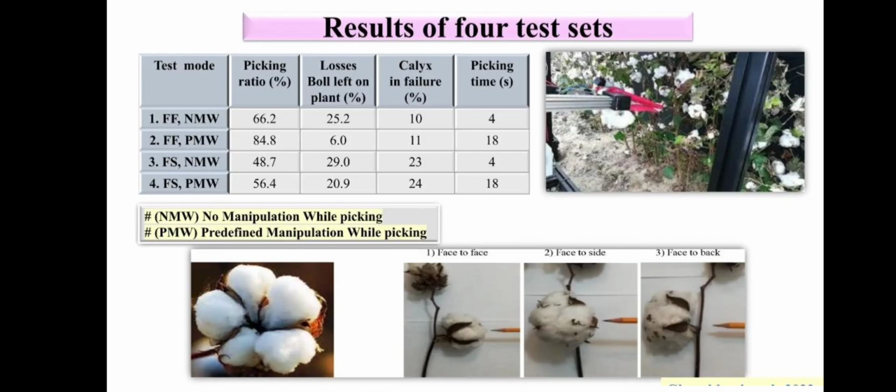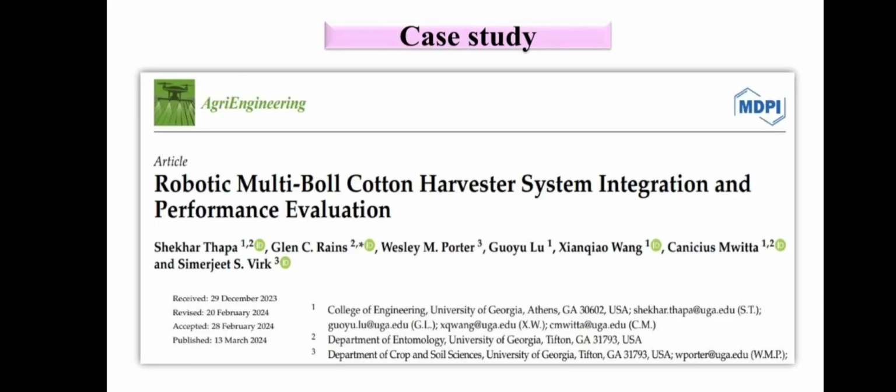We have performed different tests on the field with the help of CNN. We are able to distinguish between the ripe and unripe cotton balls. So this is face to face, face to side, and face to back. Different tests are performed, and we have taken this case study called a robotic multi-ball cotton harvester system integration and performance evaluation by Shekhar Thapa and others in consideration during our project.